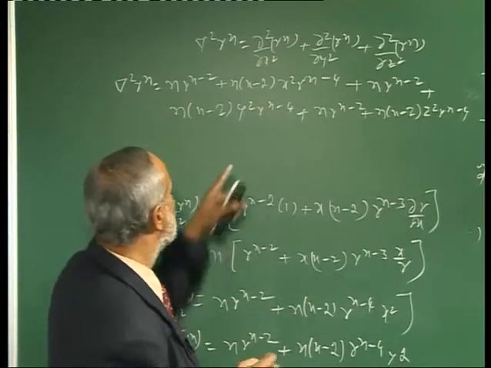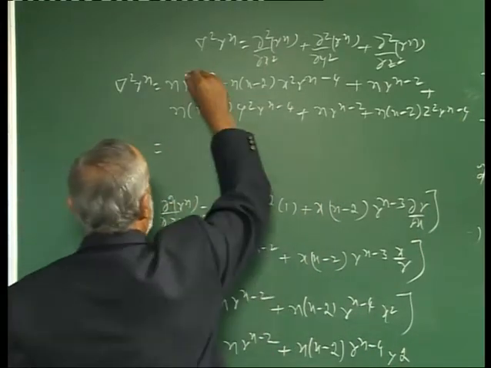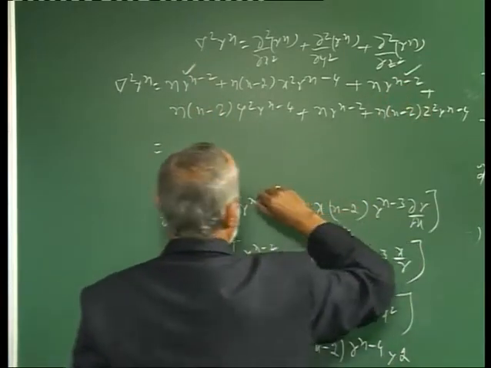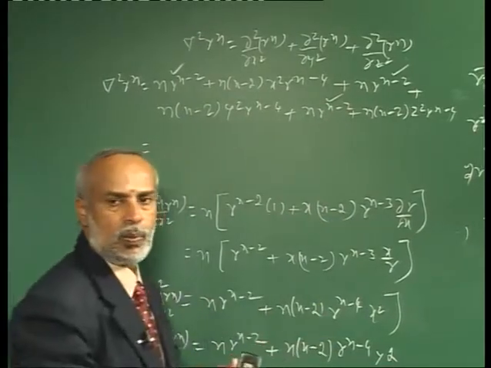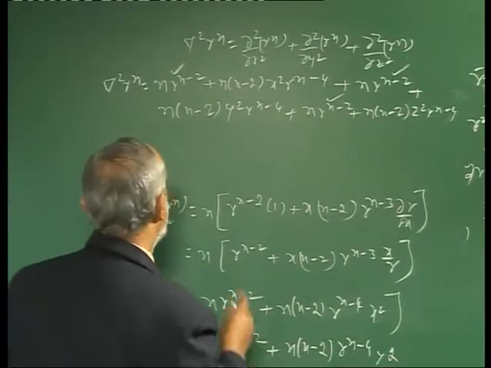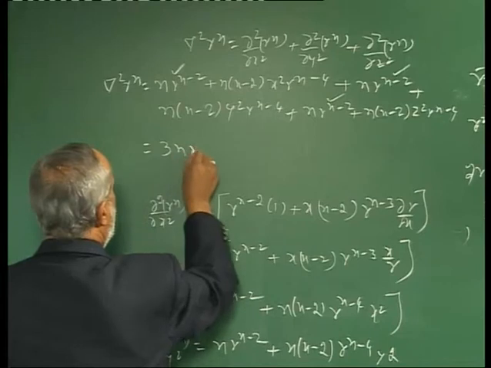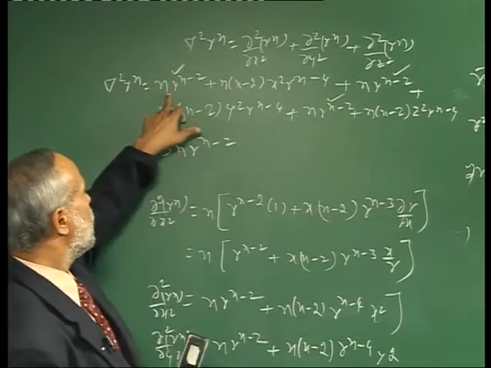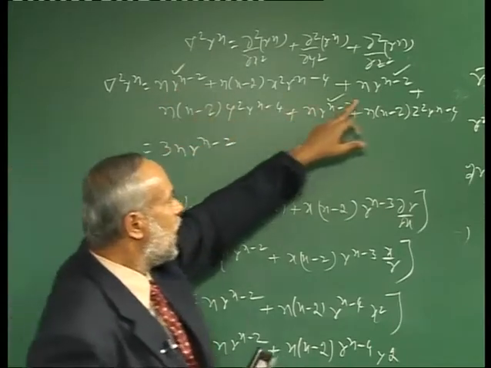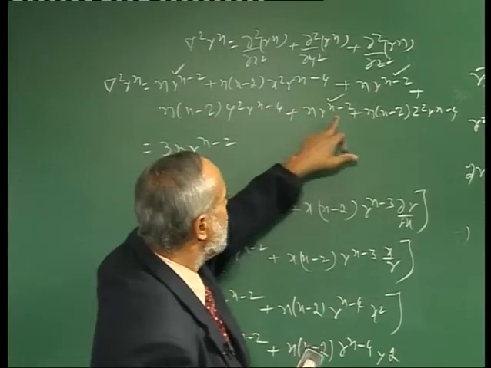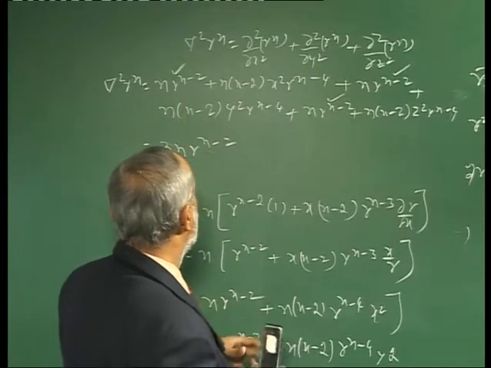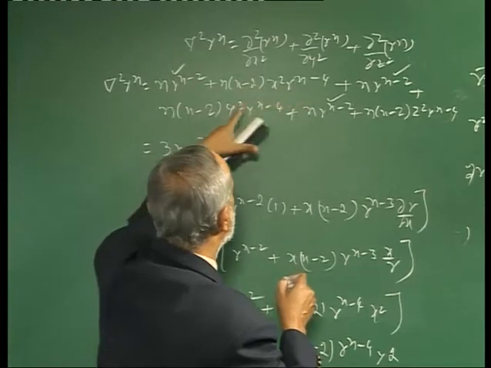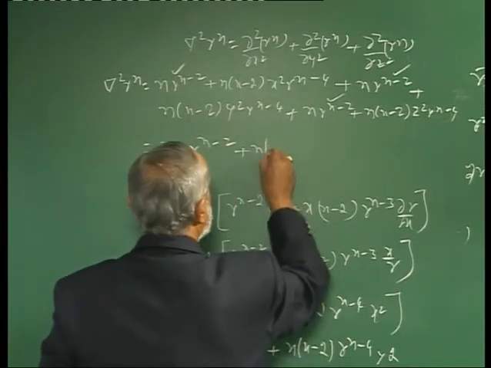After substituting these values, this equals: here also n r^(n-2), here also n r^(n-2), here also n r^(n-2). Adding, you get 3n r^(n-2). The first term n r^(n-2) and this term, if you add, you get 3n r^(n-2). Next, remaining is n(n-2) r^(n-4) in all three terms; take common all the terms containing the same.